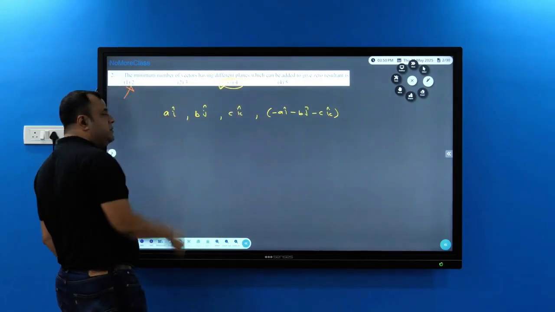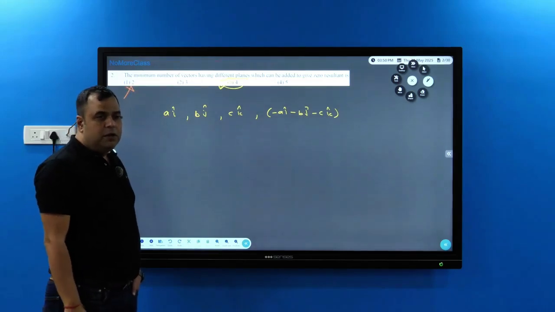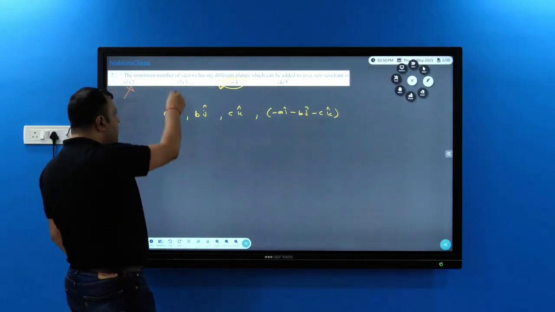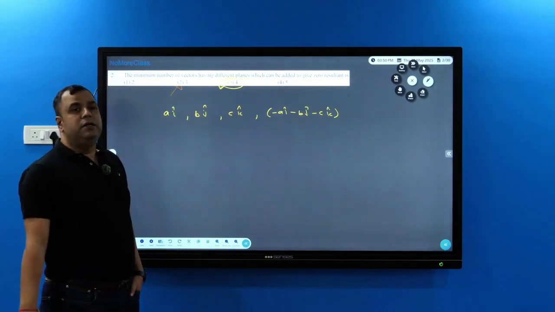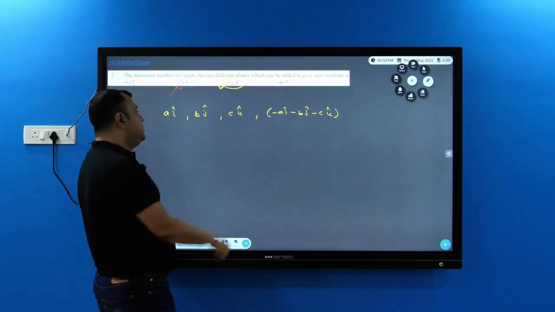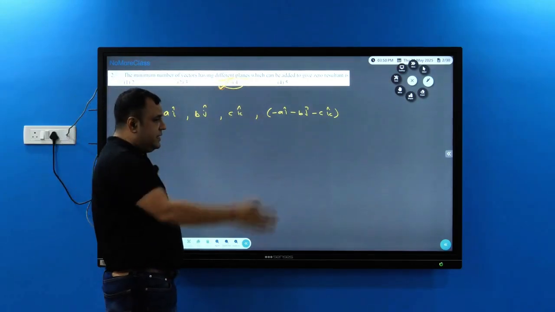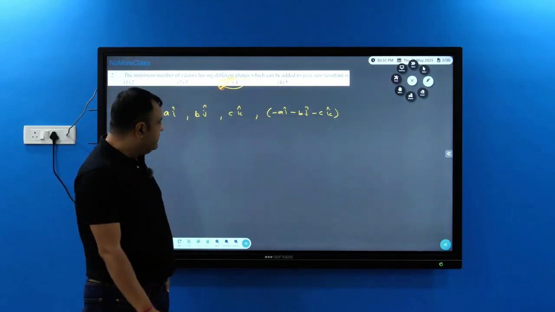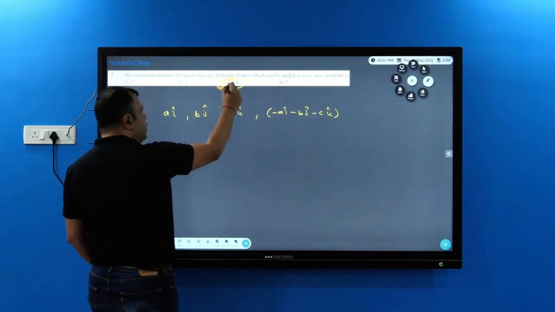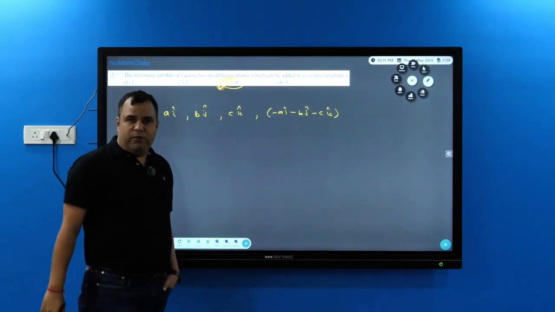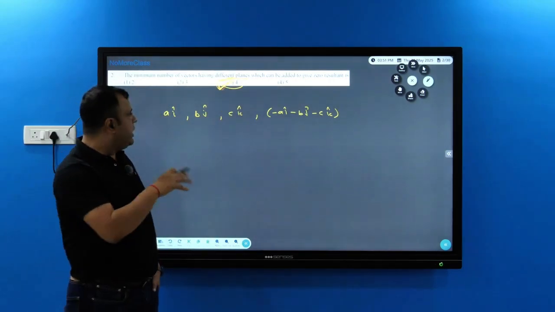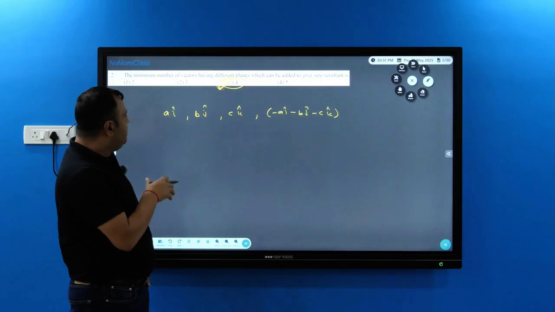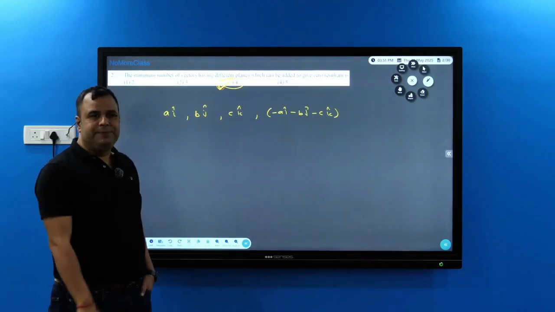The answer cannot be 2, because for the answer to be 2, they have to be along a line. The answer cannot be 3, because for the answer to be 3, they have to be in a plane. The answer will be 4, because that's true even if they are not in a plane. So the answer in this case is 4 minimum vectors. You can have 5 or 6 as well, but they are asking about the minimum. So my answer will be 4 here. Okay. Thank you.